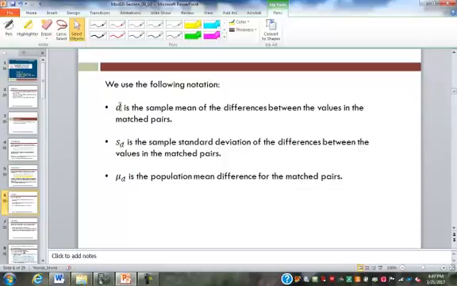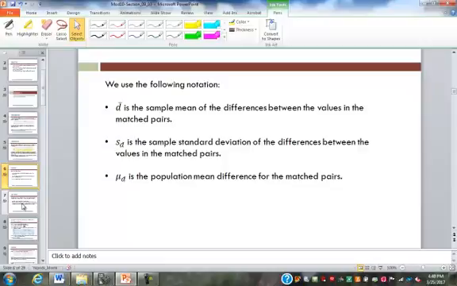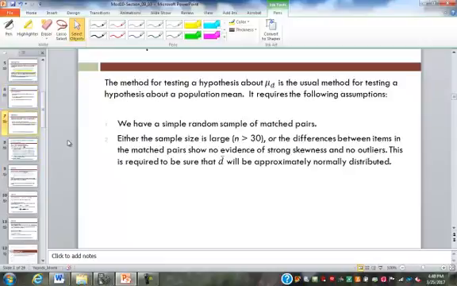So anyway, using the following notation: D is the sample of differences. D bar is the mean of that sample. SD is the standard deviation of those differences. And mu D is the population mean for the differences of all cars before and after tune-ups. So therefore, our method for testing is going to be a paired test. We're going to test mu D, using the usual method for testing a single population mean.